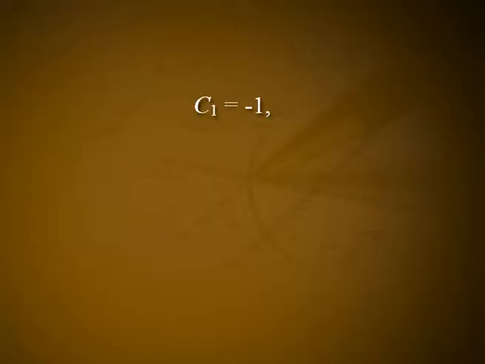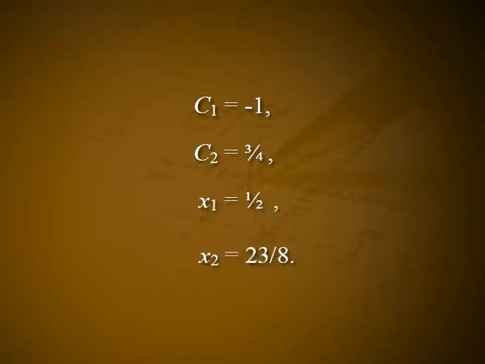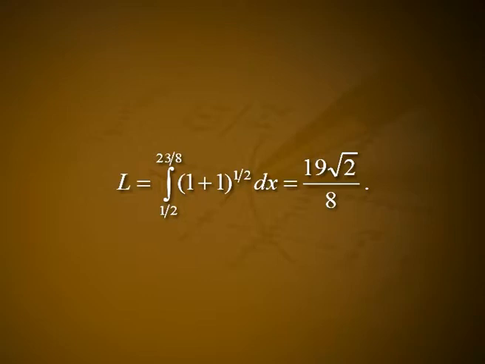Replacing y' in equations 10 and 11 by c1 and solving the resulting equations along with equations 12 and 13, we get c1 = -1, c2 = 3/4, x1 = 1/2, x2 = 23/8. Thus, the required extremal is y = -x + 3/4, and the shortest distance between the given parabola and the straight line is L = integral from 1/2 to 23/8 of (1 + 1)^(1/2) dx, which is equal to 19 root 2 divided by 8.